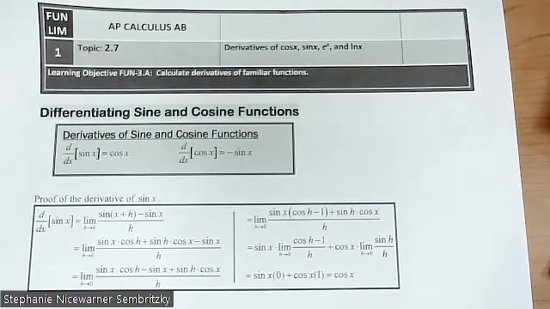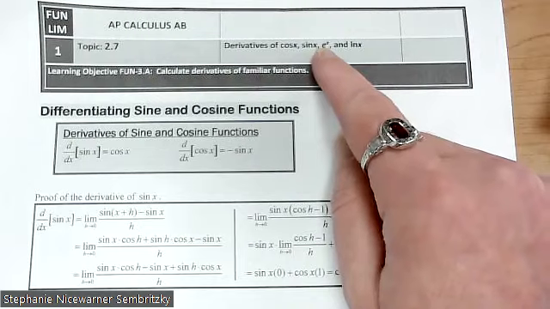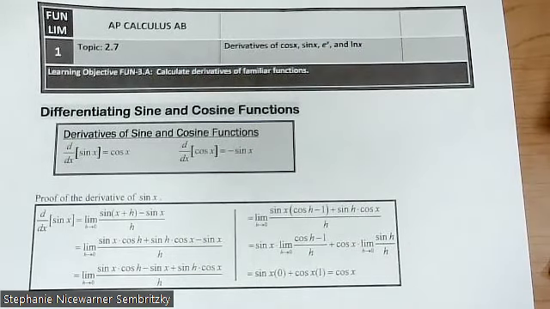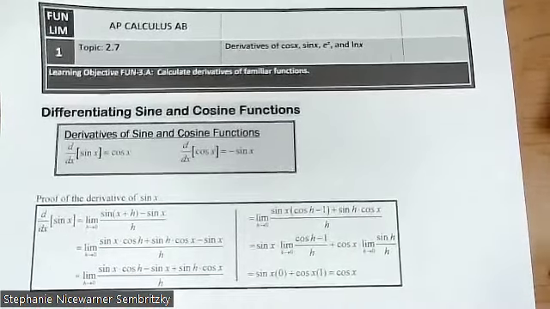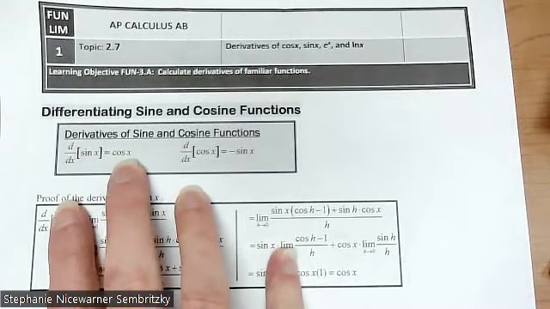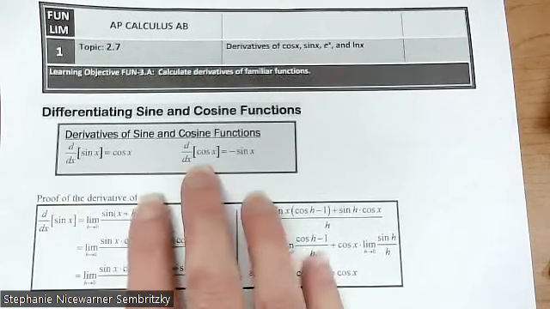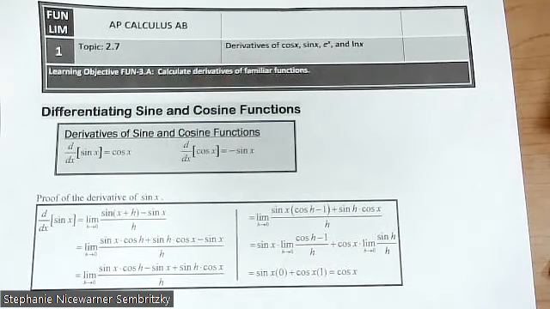So today we're going to talk about derivatives of cosine, sine, e to the x, and natural log. So these we need to memorize, and we will be adding them to our things we need to know form. But the derivative of sine is cosine. And the derivative of cosine is negative sine.